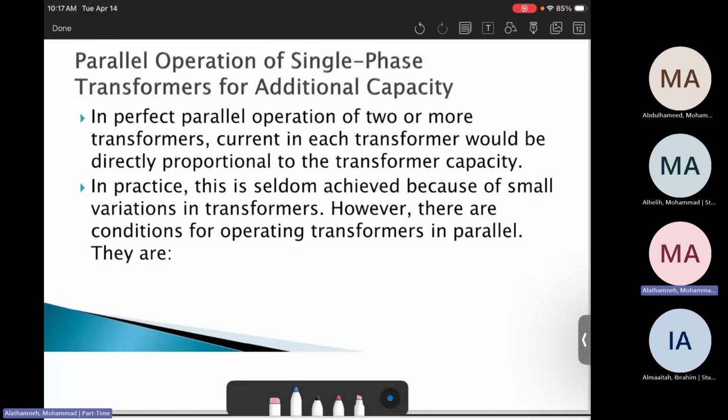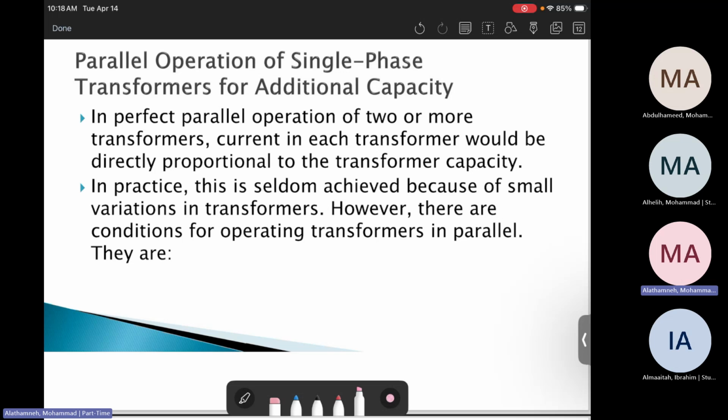Parallel operation of single phase transformers for additional capacity. Sometimes when you need to connect extra loads, maybe the transformer ratings will be insufficient. So how to solve it? By replacing that transformer with another one. Or in case you don't want to replace the transformer, you can install another transformer, so you can make it parallel.